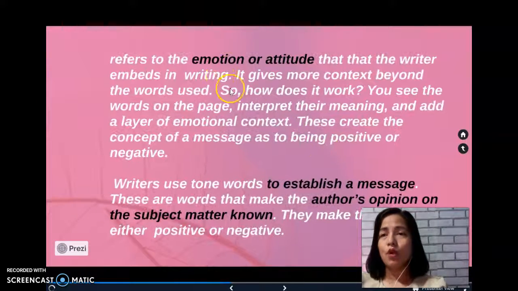Tone means the emotion or attitude that the writer embeds in writing. It gives more context beyond the words used. So how does it work? It interprets their meaning. It also adds layers of emotional context. This creates the concept of a message as being positive or negative. Writers use tone words to establish a message. Also, the author's opinion on the subject matter is made known. They make the tone either positive or negative.